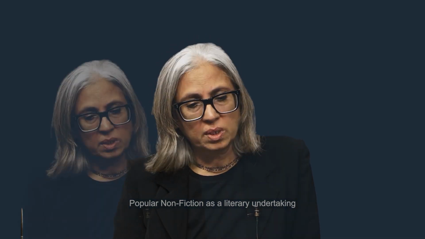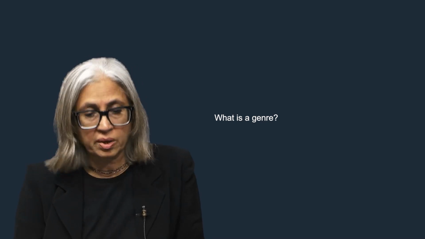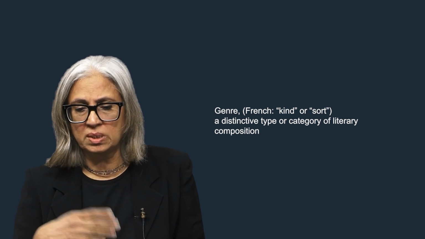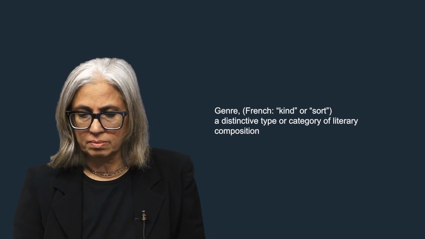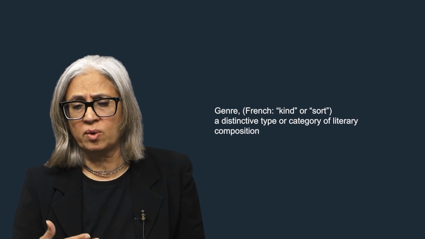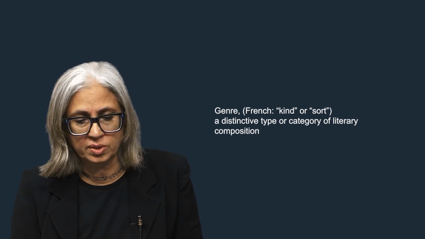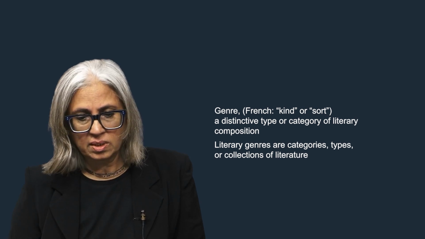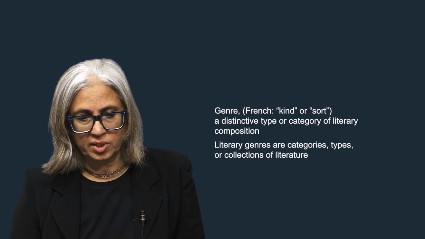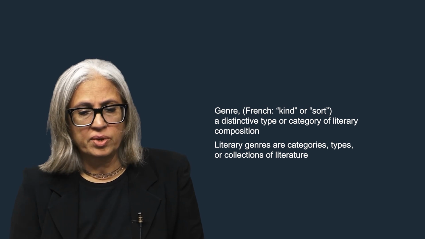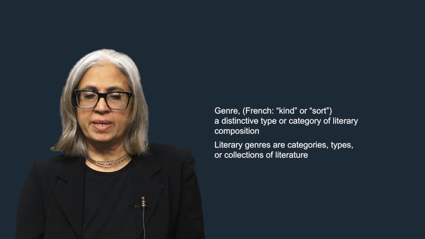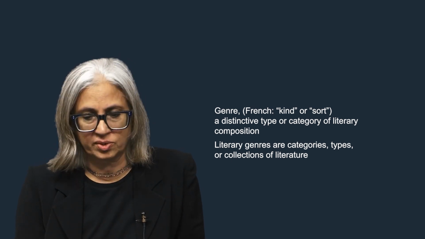So now here is this word, genre. What is genre? What do we mean when we say genre? Well, genre comes from the French word which means kind or sort. It's a distinctive type or category of literary composition. Literary genres are categories, types, or collections of literature.